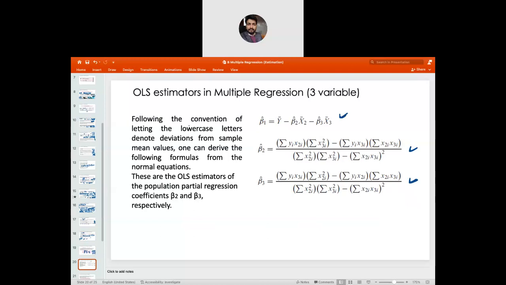So we can derive this also. First you try yourself, then I will show how to derive. I think this derivation will be given in the book. If not, I will do it for you. So try it today. Try to get these three equations of the betas.